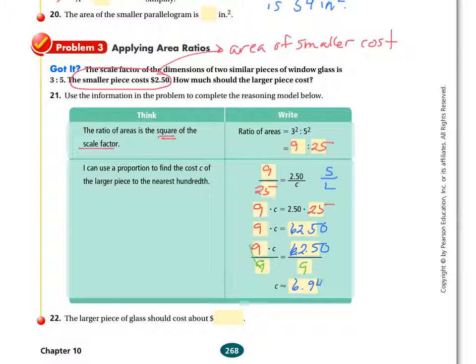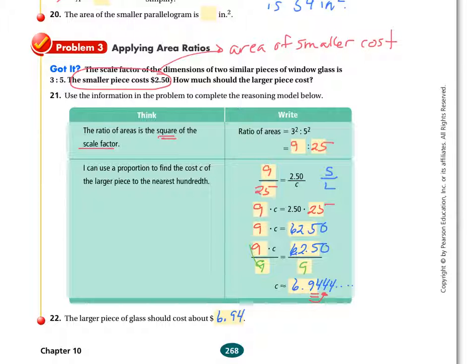Yep. And the reason why I brought that out longer is because we're talking about money. Money is always rounded to how many places? 2 places. So if I round to this place here, look at what's next door. Does my 4 stay the same or bump up? Stays the same. So we've got $6.94 for the larger piece.